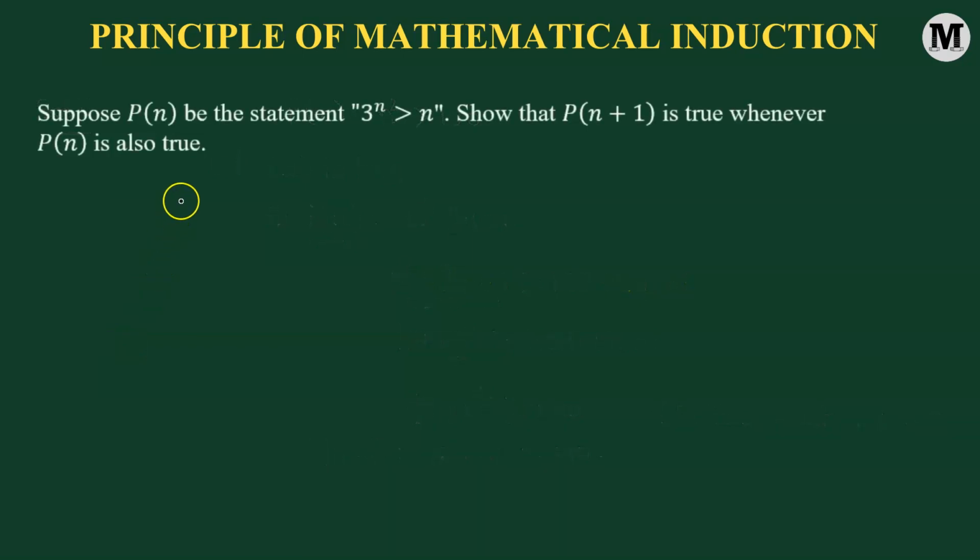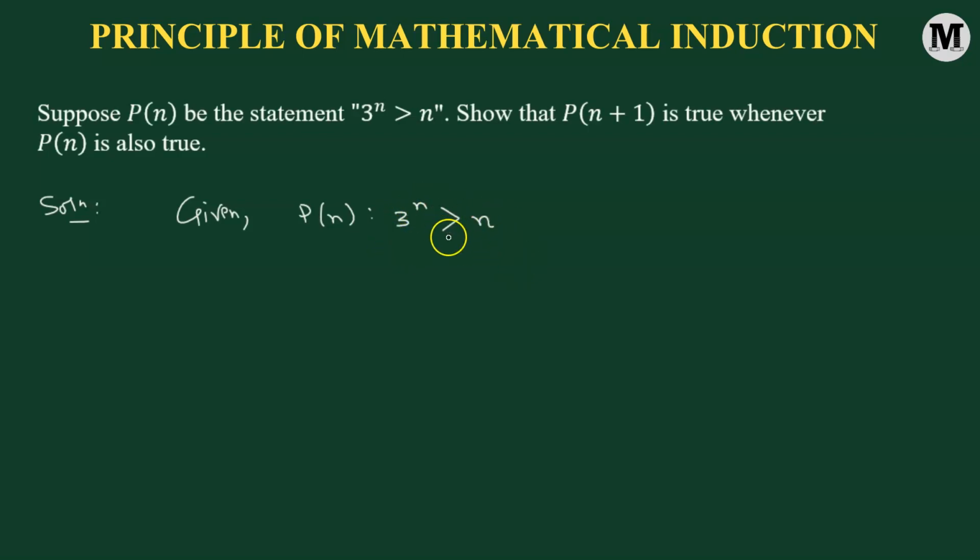Now, in this particular problem, we are given a statement P(n): 3 raised to the power of n is greater than n. We need to show that P(n+1) is a true statement whenever P(n) is also true. Okay, let us begin. We start with the given statement P(n), such that 3 raised to the power of n is greater than n.